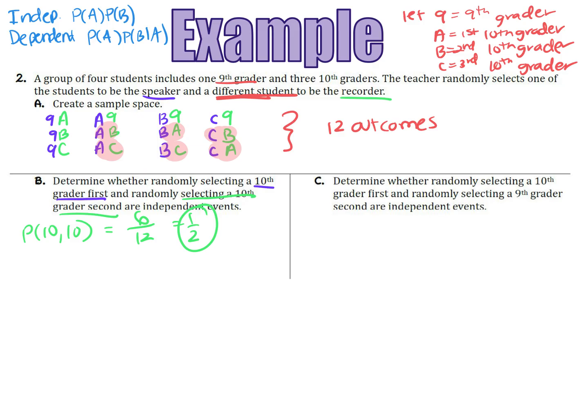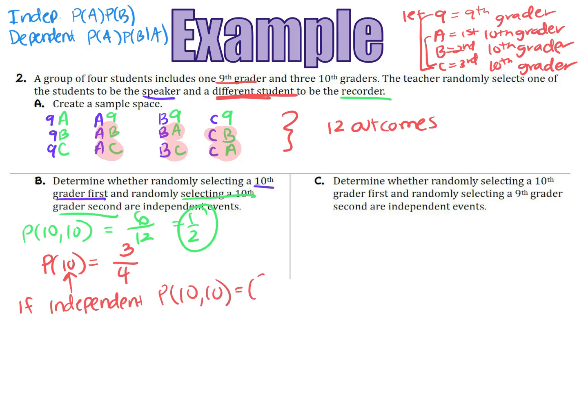Now, that's looking at our sample space. If we look at the probability of one event at a time, so the probability of getting a 10th grader, well, there are 4 people that we are picking from. Of the 4 people, how many of them are 10th graders? 3 of them. So the probability of picking a 10th grader from the group of 4 that we're looking at is 3/4.